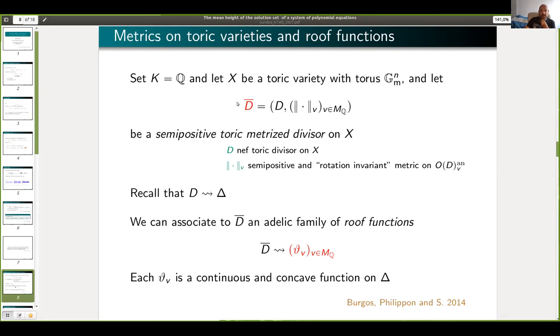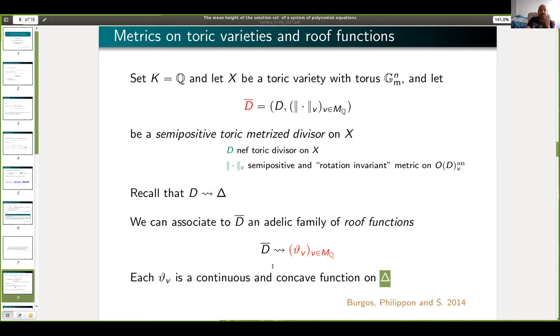So the key here is that this object has also, through the theory that I developed with Burgos and Philippon, an associated analog of the polytope. So the divisor itself has associated a polytope. And to the metrized divisor, we can associate an adelic family of functions. Each of the functions is called a roof function. It's a roof function because it will be like the roof of a small house, because we're talking about functions that are concave on the polytope. So concave functions are very much used for constructing roofs of houses. And this is why we call it like that.